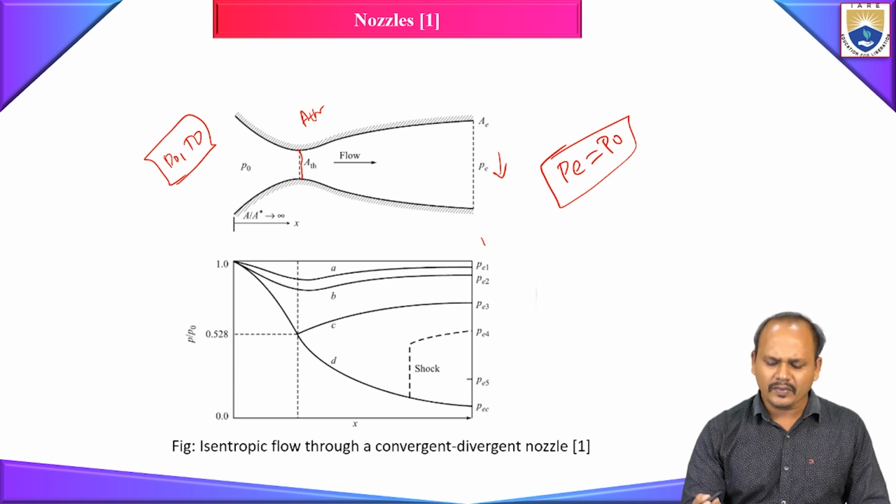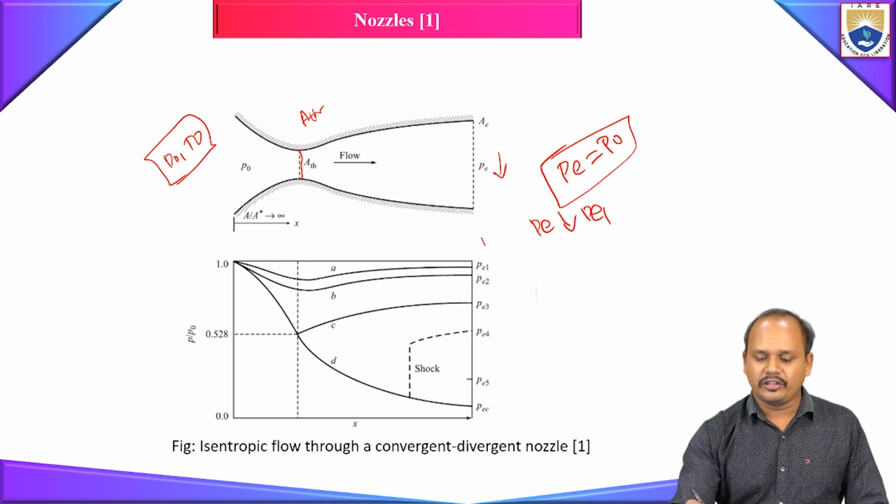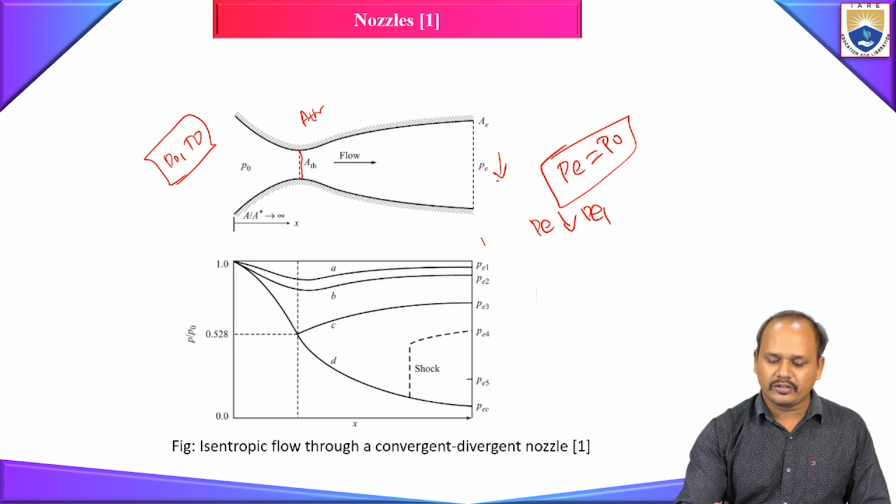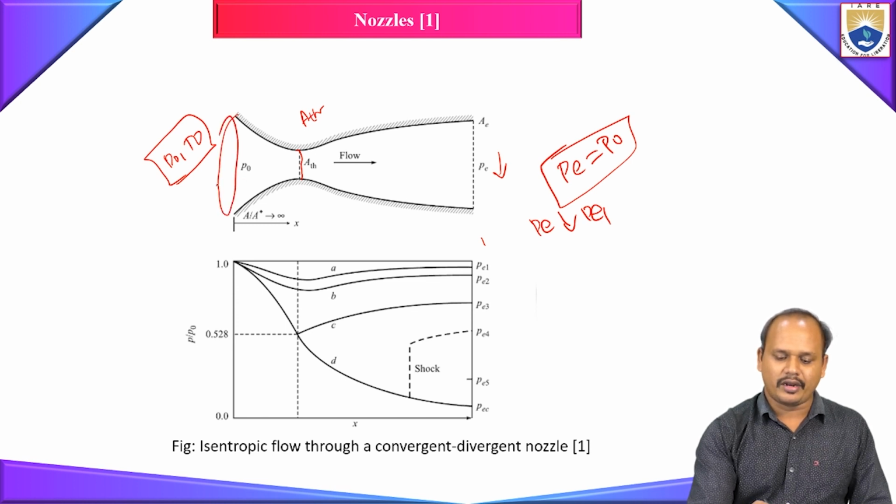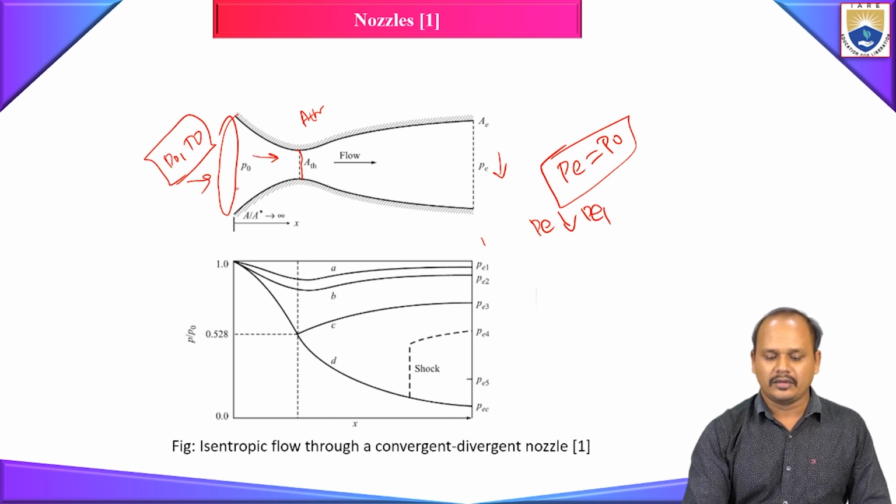Okay, now let's say I'm going to reduce my PE to PE1 by keeping P0 and T0 constant. I'm reducing my exit pressure PE to PE1. So if I reduce it, what will happen? Here your flow is subsonic, right? A subsonic flow entering the convergent section, what will happen? It will be accelerated. So acceleration means what will happen to your pressure? Your pressure will be decreasing till your throat location.